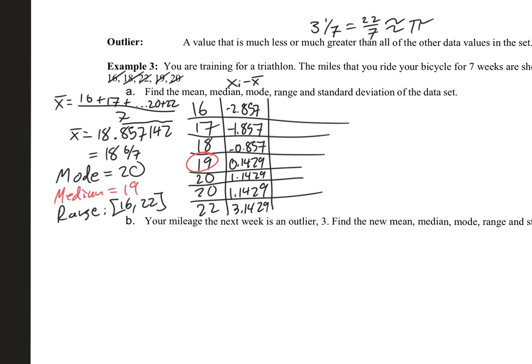Okay, all right, next step is to square each of these numbers, right? So I've got to take each of these and then square them. When I do that, I get 8.163, 3.449, 0.7347.